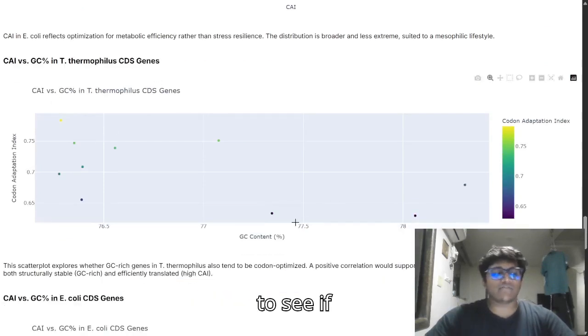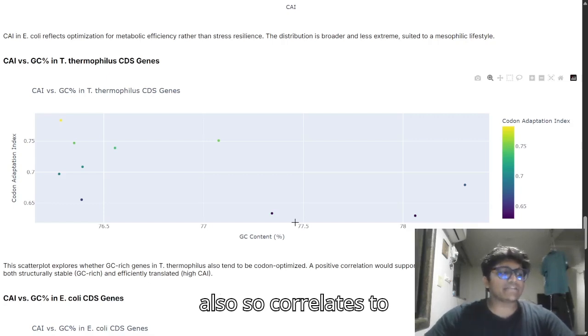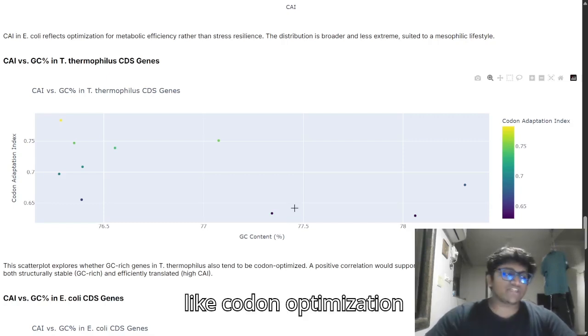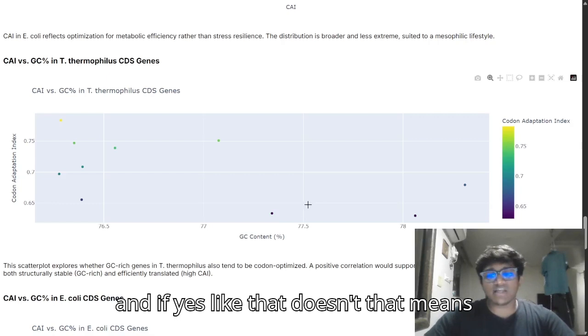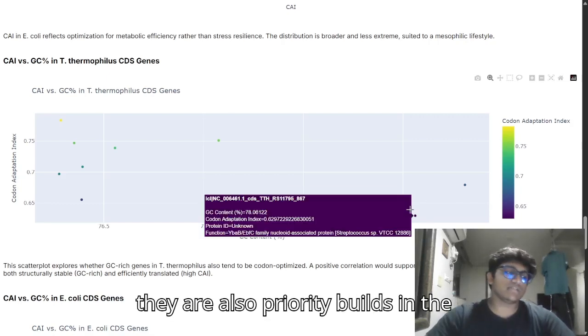I just wanted to see if GC richness also correlates to codon optimization. And if yes, that means the genes aren't just stable, but they're also priority builds in the genome.